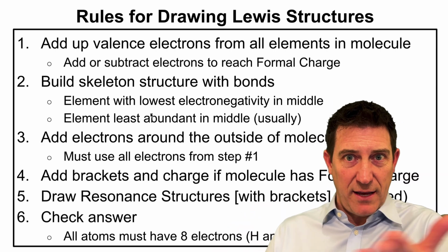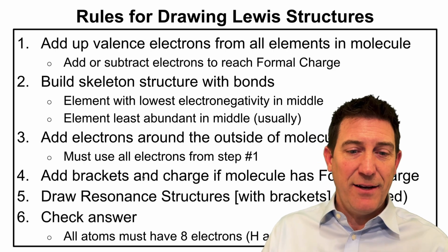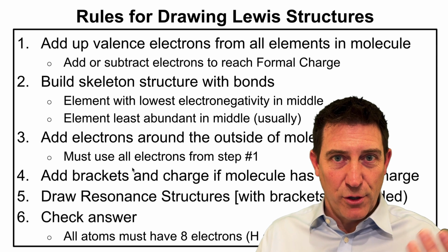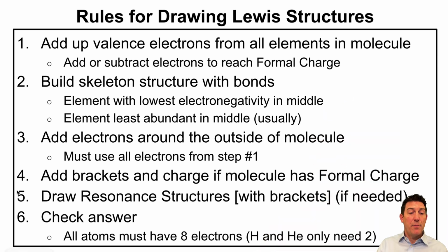Now, if this is the first time you're seeing this, you need to write this down because these are the steps that we're going to go through to draw all of our Lewis structures. But if you have been following along, this is where we're going to get into step 4, where we add brackets and the charge if the molecule has a formal charge. We haven't done any of these yet up to this point, so let's start.